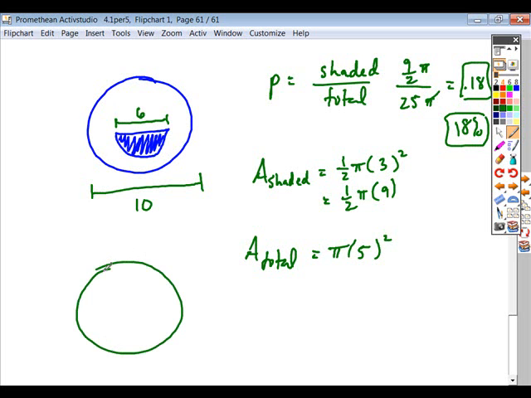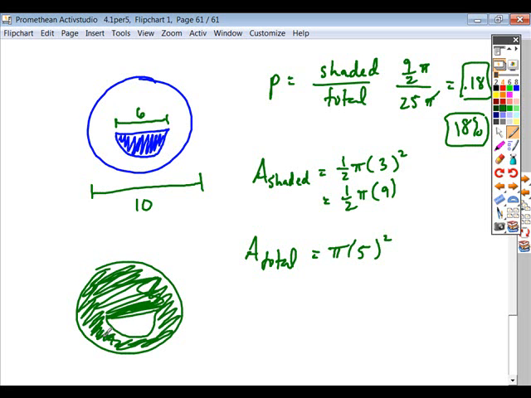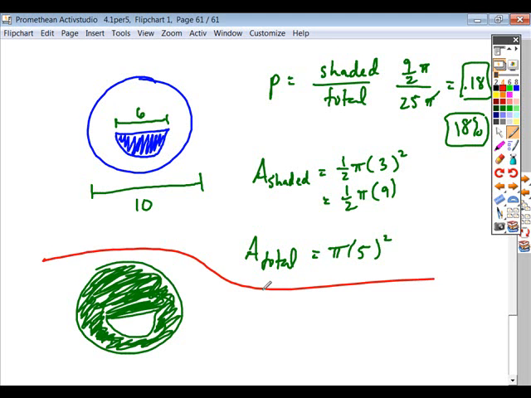Like, okay, so if I gave you something like this right here, and I asked you to find the shaded, assuming these were all the same dimensions, what you could do is take the whole thing, so 25 pi, minus the unshaded part, which is 9/2 pi, divided by the whole thing, 25 pi.